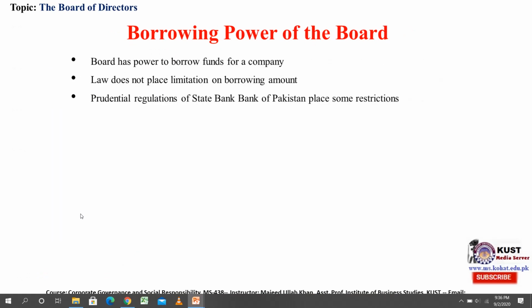Borrowing power of the board. The company is not totally run by equity. It also borrows funds from other sources as well. So the board has the power to borrow funds for the company in order to invest in a new project, to expand the company, and for any other reason. In law, there is no limitation on how much amount should be borrowed. But in Pakistan, the prudential regulation of the State Bank of Pakistan places some restrictions on the board, that borrowing should be extended on the guarantee of the members of the board of directors.